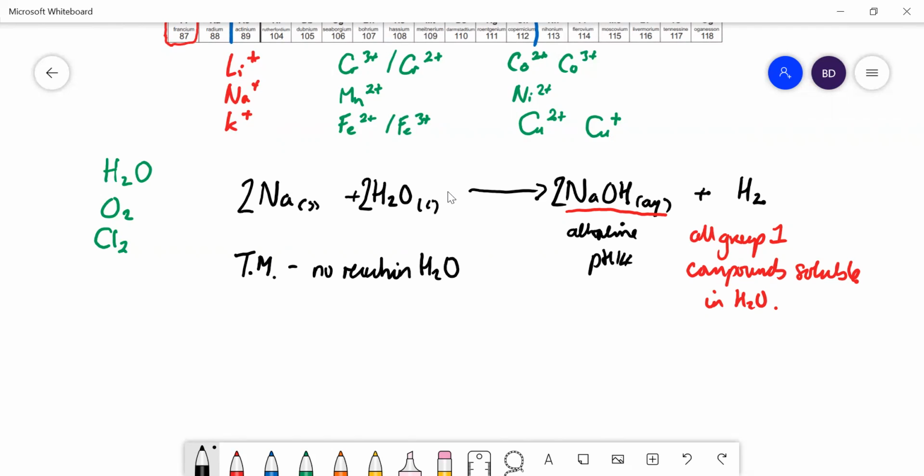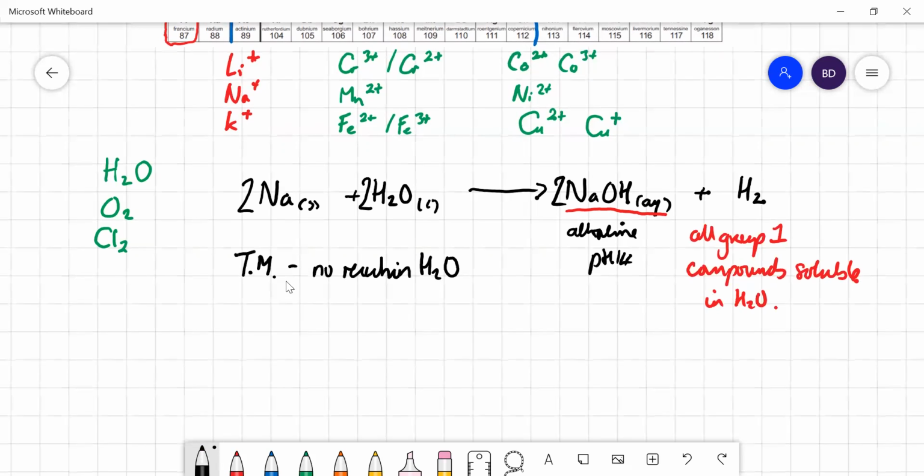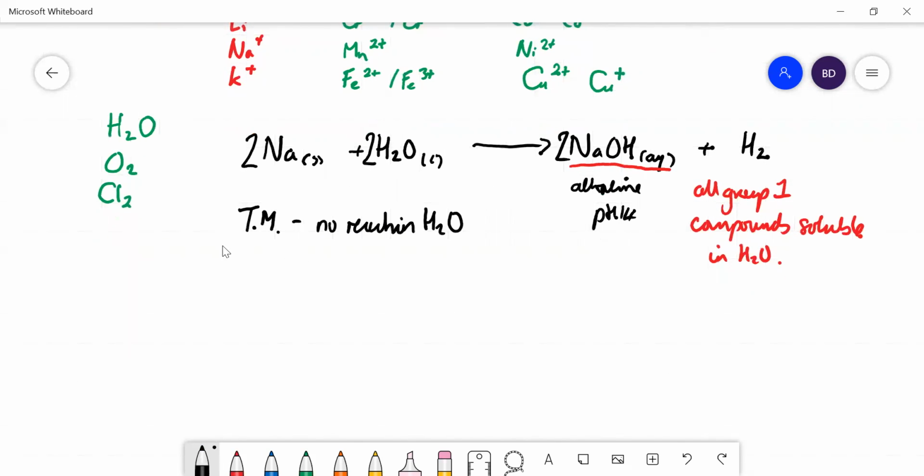Right, let's talk about the reaction with oxygen now. Oxygen in the air: you know that the group 1 metals have to be stored under oil because they're so reactive. They'll react with oxygen in the air, and you won't have anything left after a few hours. They all react very quickly, and I'll do sodium.